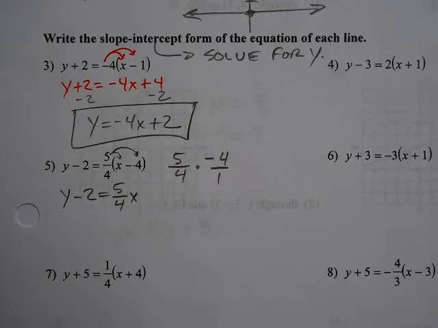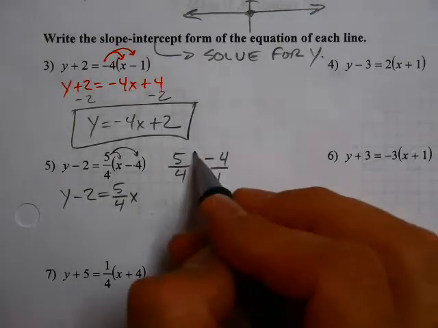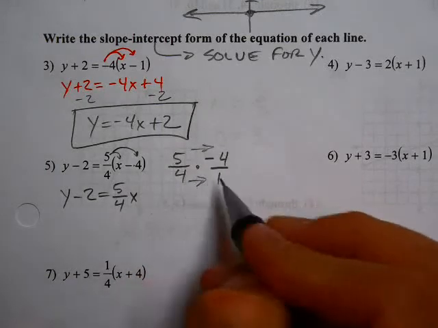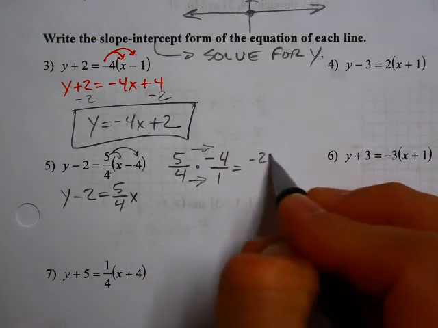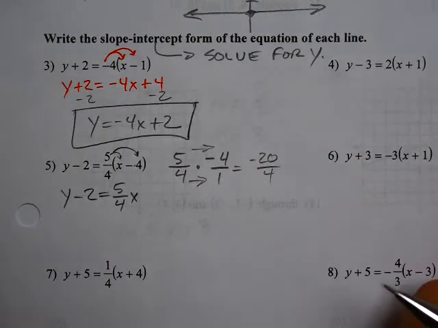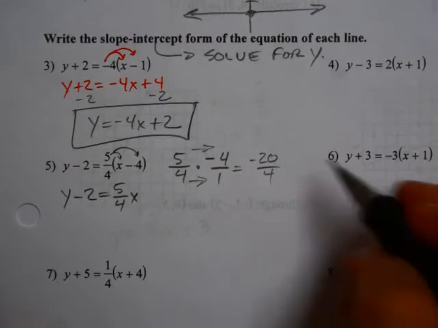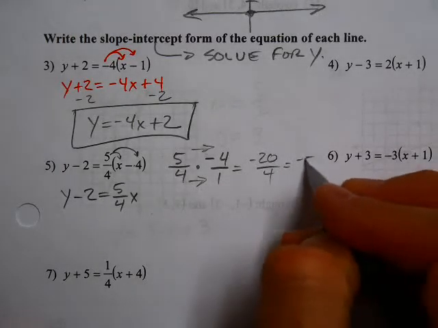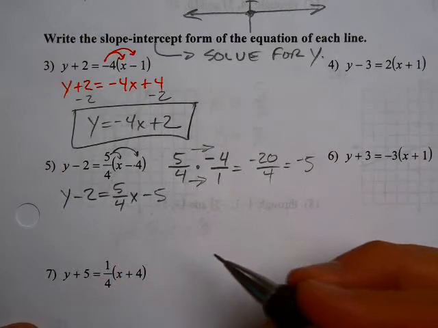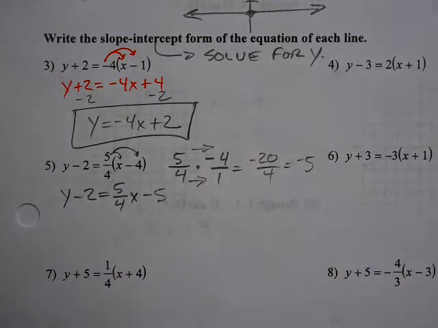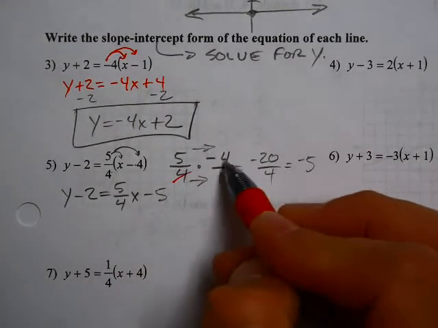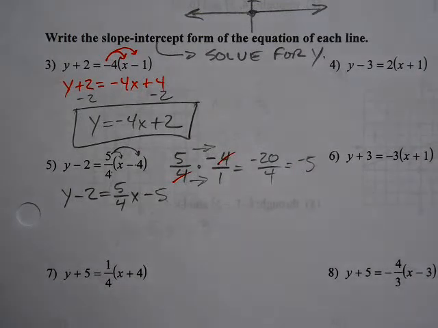Wouldn't you just multiply across? That's exactly what you do with fractions. So you multiply across. So this is going to become -20 over 4, right? And 4 goes into -20 how many times? -5, right? So this is -5. But there's a shortcut to it. These guys cancel.